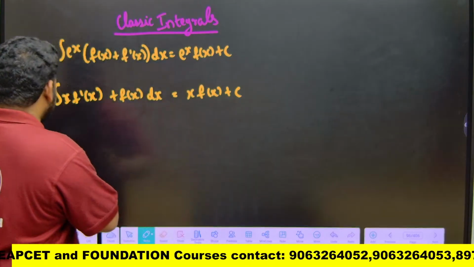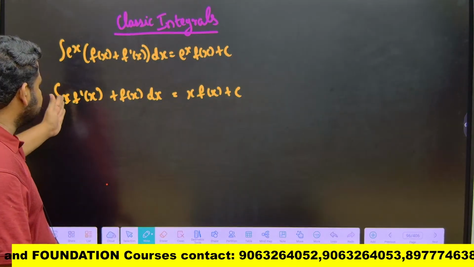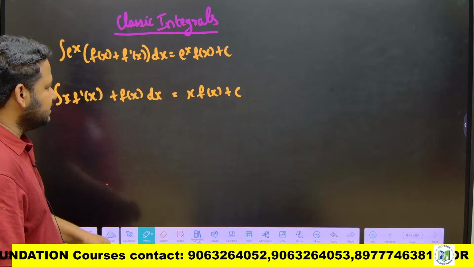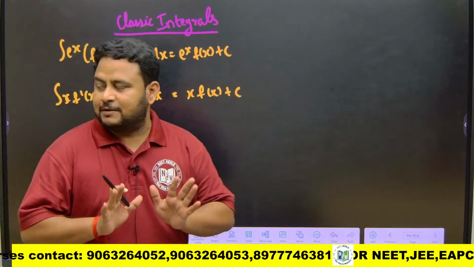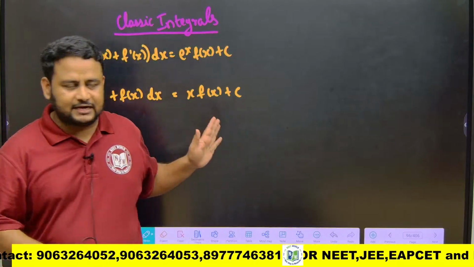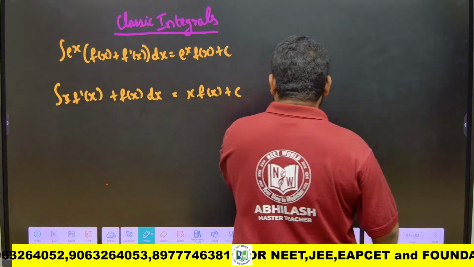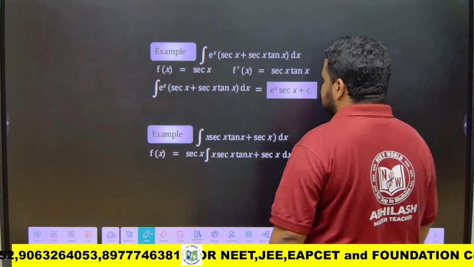Now another type of integral is the integral of x times f dash of x plus f of x dx, which is equal to x times f of x plus c. Okay, x times f of x plus c. I hope it is clear. With these formulas we can solve some questions directly. So that is what is given.